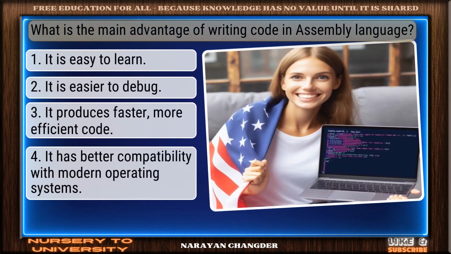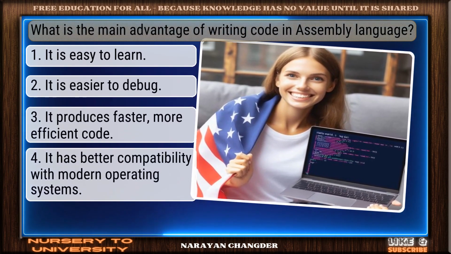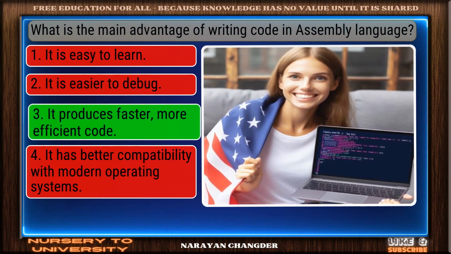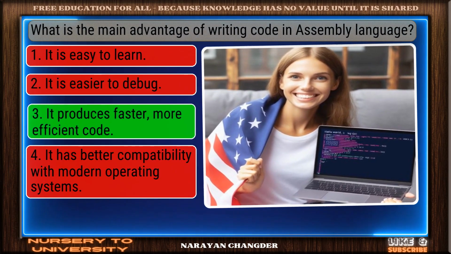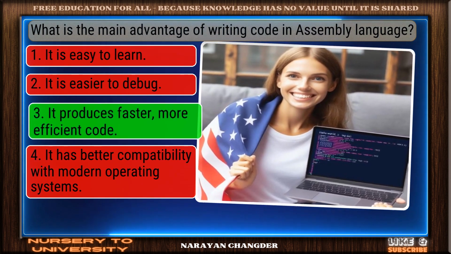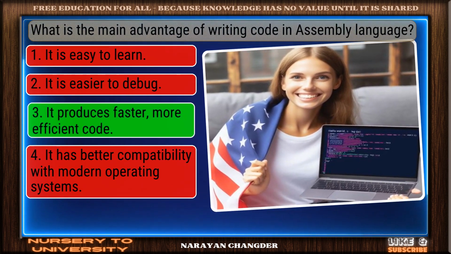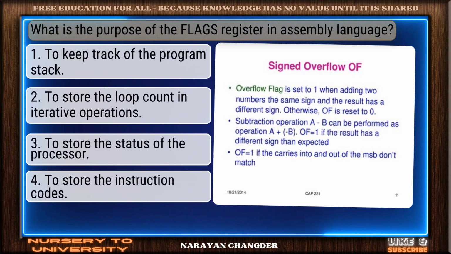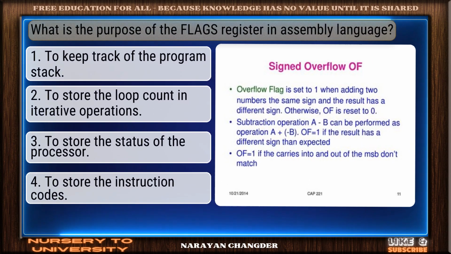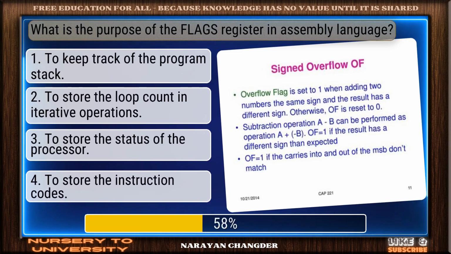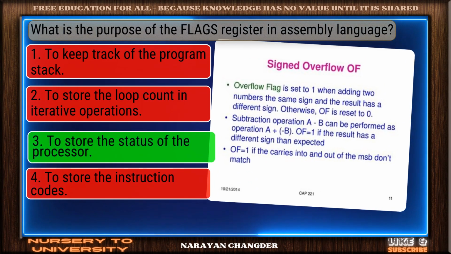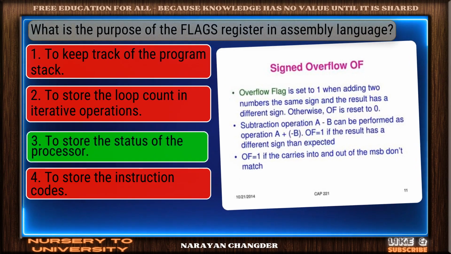Question number 23. What is the main advantage of writing code in assembly language? Smart move. It produces faster, more efficient code is an accurate answer. Question number 24. What is the purpose of the flags register in assembly language? Correct. To store the status of the processor is the right answer.